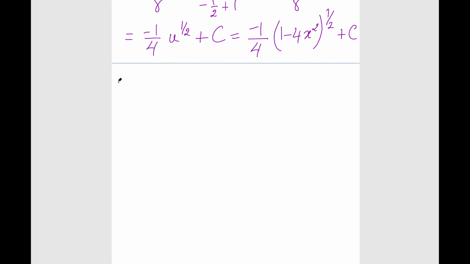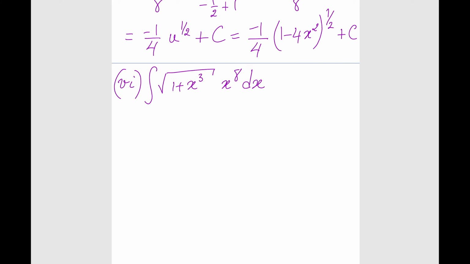Last one before we go to the next concept. So how about the primitive of the square root of 1 plus x cubed times x to the power 8 dx? Okay. Alright. Please stop the video and think about this one. This is the hardest up to this point. Please take a few minutes to think about this one.